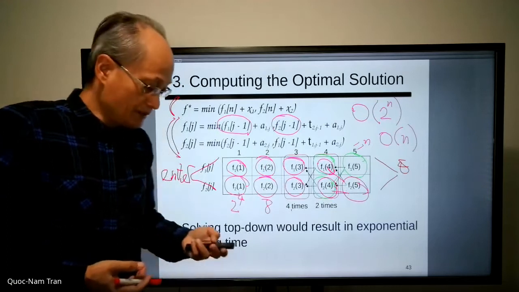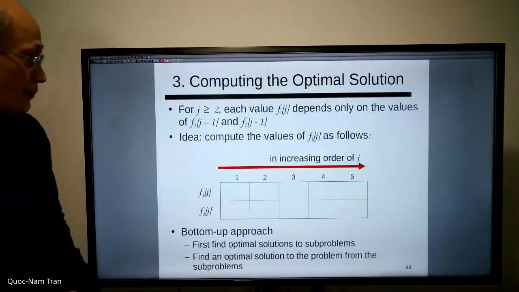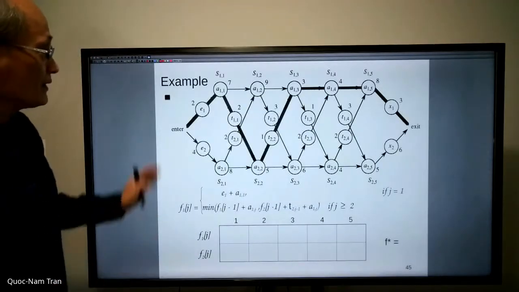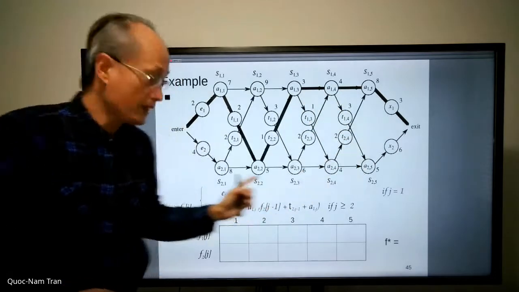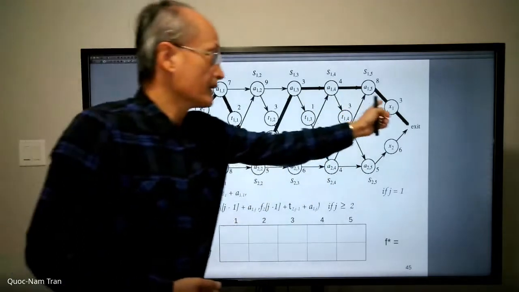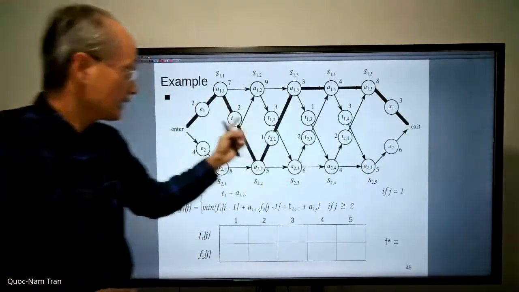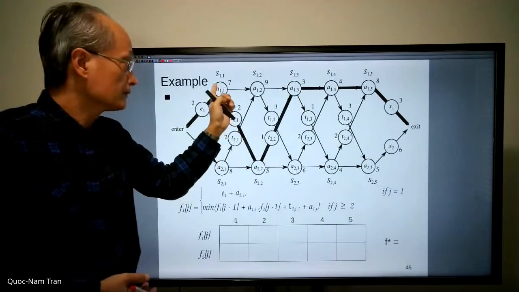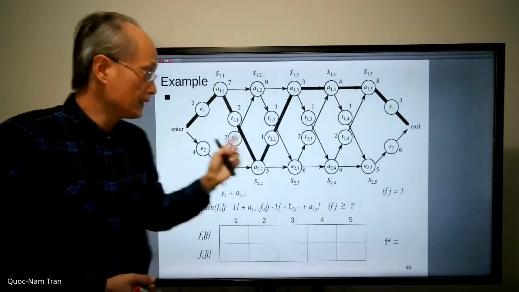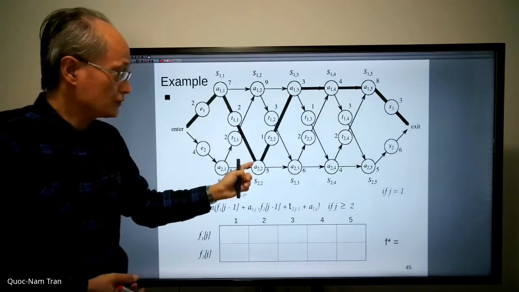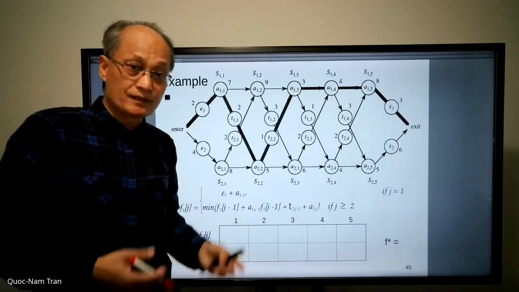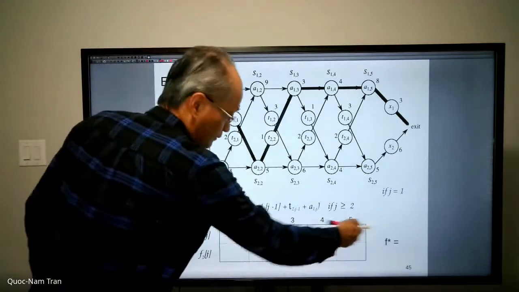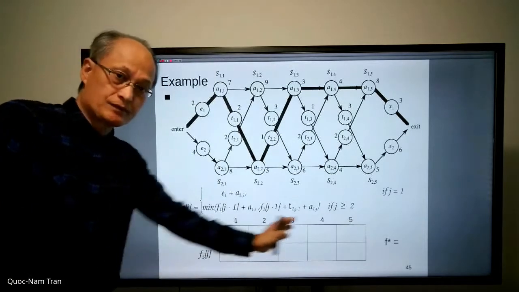All right. Now let's see what we can do with this example. Here we have an example. We have the entering time and the exiting time. And at every station, we know how long it takes to finish the work, and the cost for moving from one line to the other. So now instead of calculating the f values from right to left, we will do it from left to right.